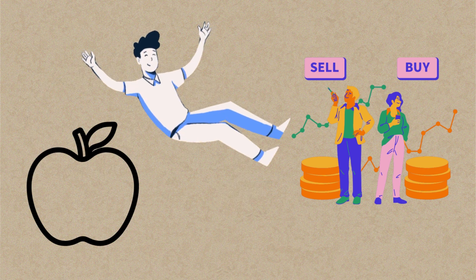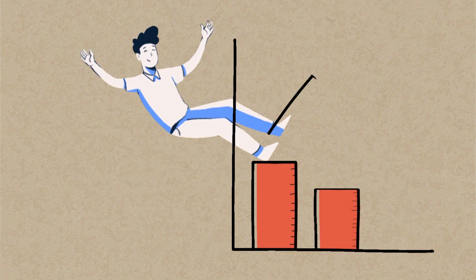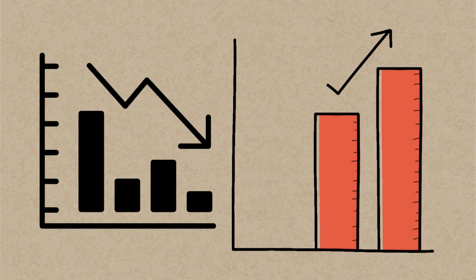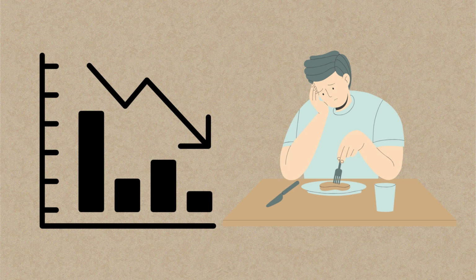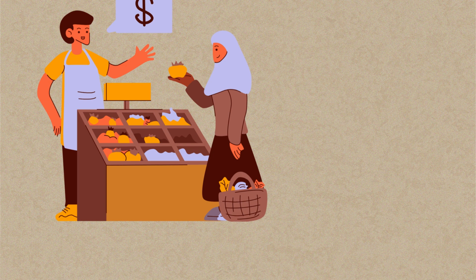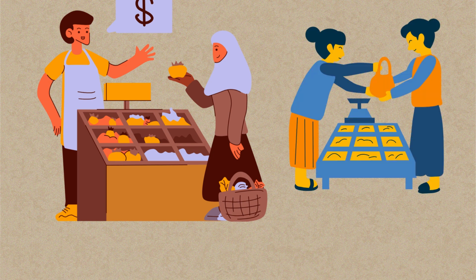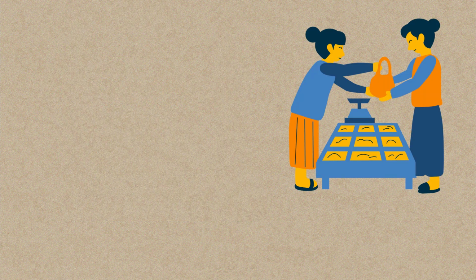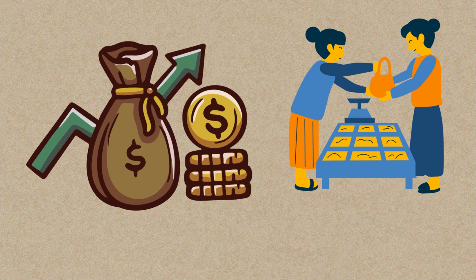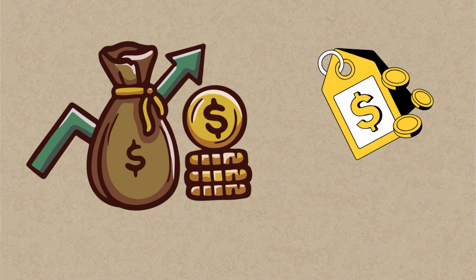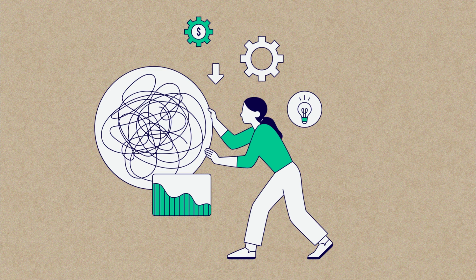This is floating. But if the apple price gets too high or too low, the market manager steps in and says, "I'll buy some apples to raise demand," or "I'll sell more apples to increase supply." This keeps the price from getting crazy. That is managed floating in simple terms.